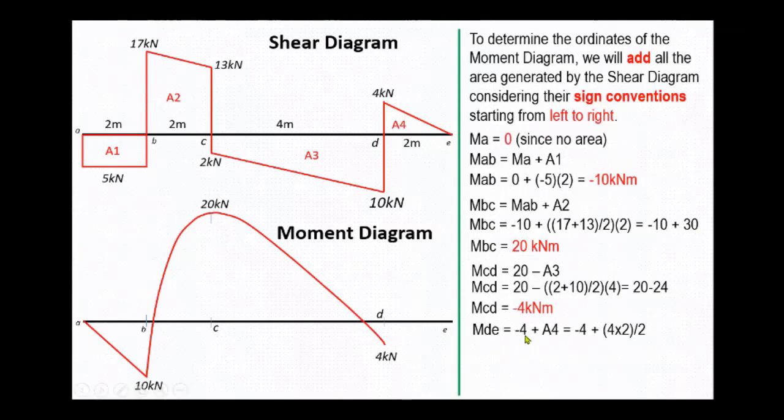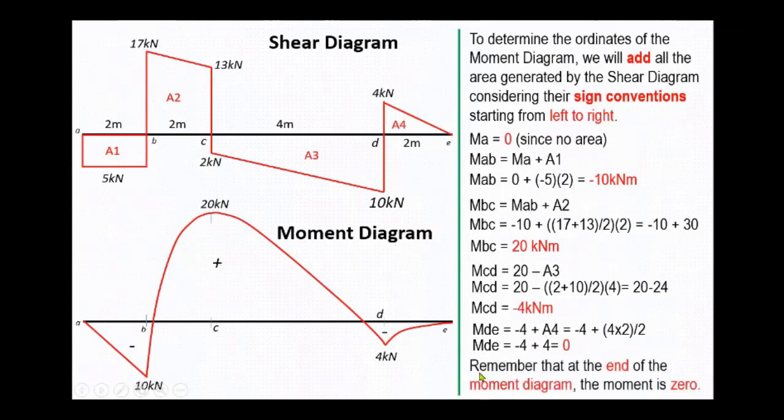And lastly, the moment at D to E, or MDE. So the previous moment plus the area at D to E. The previous moment is negative 4 plus area 4, which is the area of the triangle. So negative 4 plus 4 times 2 divided by the length, which is 2, equals negative 4 plus 4 equals 0. Now the curve in the moment diagram D to E will be opposite to the value of shear. So decreasing shear, increasing curve. So the moment D to E, or MDE, equals 0.